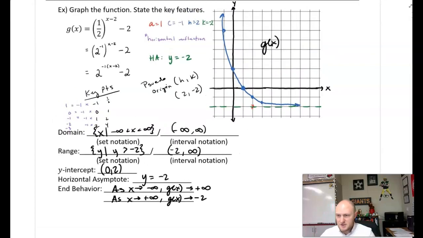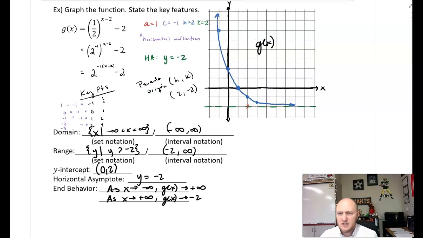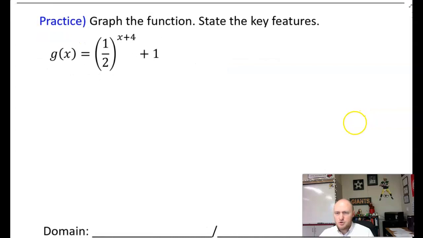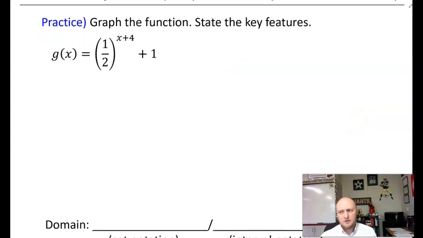There's the key features. I'm going to go ahead and give you guys a practice one, which is similar. So here you go. Please pause me. I would like you to graph this and then try to check out those key features. I'll show you the solutions here in a moment.